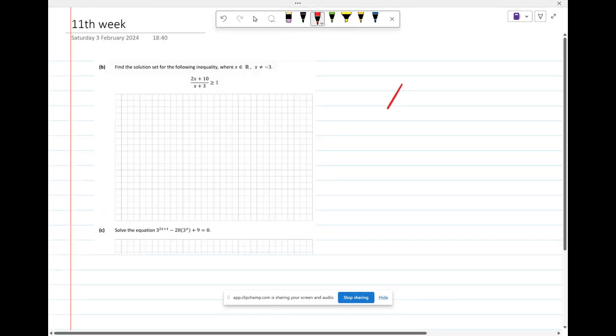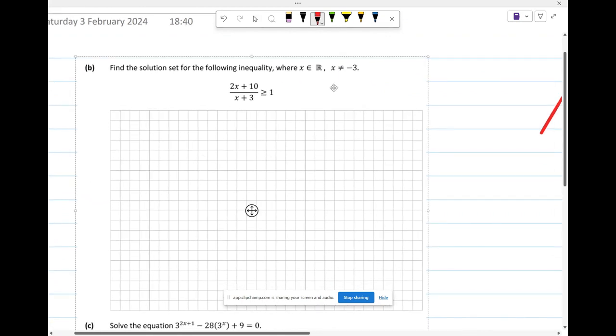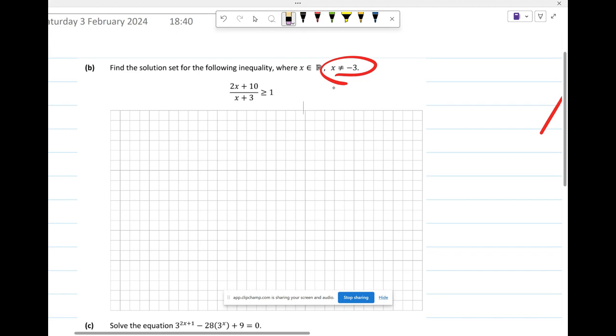Okay, so next question says, find the solution set for the following inequality where x is any real number and x is not equal to 3. Okay, so we can see here this is pretty much the second part of the question we just did. We're trying to find x, but x is above the line and x is below the line.